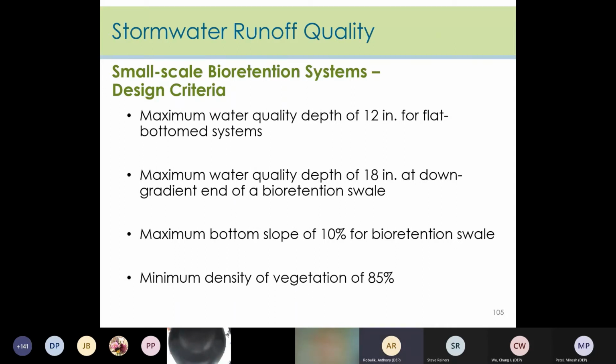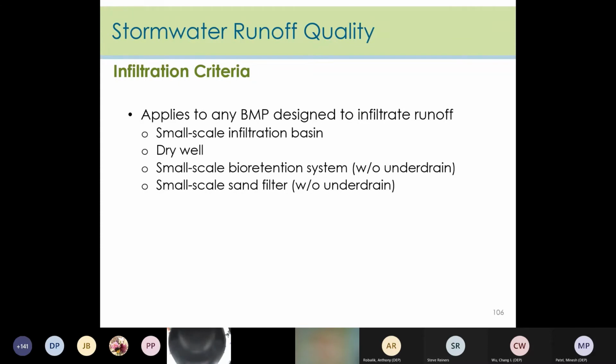Small-scale bioretention systems also have specific requirements in regards to stormwater quality depth, bottom slope, and density of vegetation, which can all be found in the BMP manual. The reviewer must make sure that this criteria is met for any bioretention system that is being proposed. So in general, all infiltration type BMPs have specific criteria associated with them, and reviewers should be sure that the criteria is all being met.